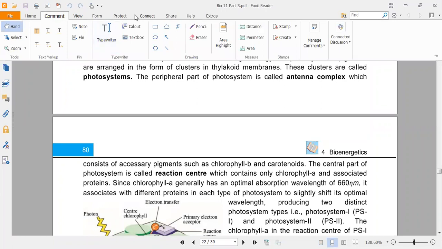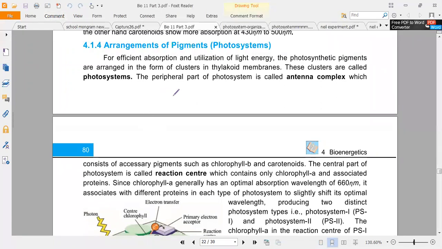Dear students, you can see here the arrangement of pigments. Before, we have seen about very important pigments, and that is chlorophyll A, chlorophyll B and some carotenoids. So today we will see how these pigments are arranged in photosystems and what a photosystem actually is.